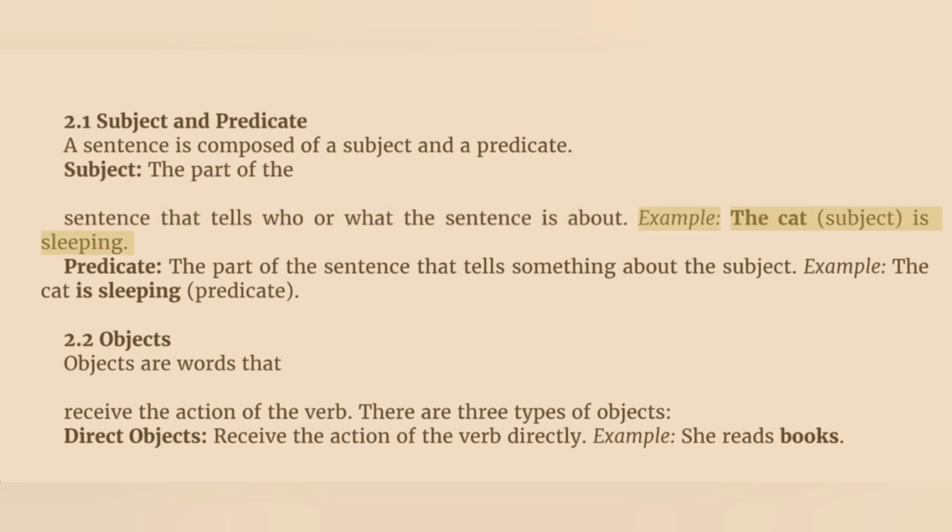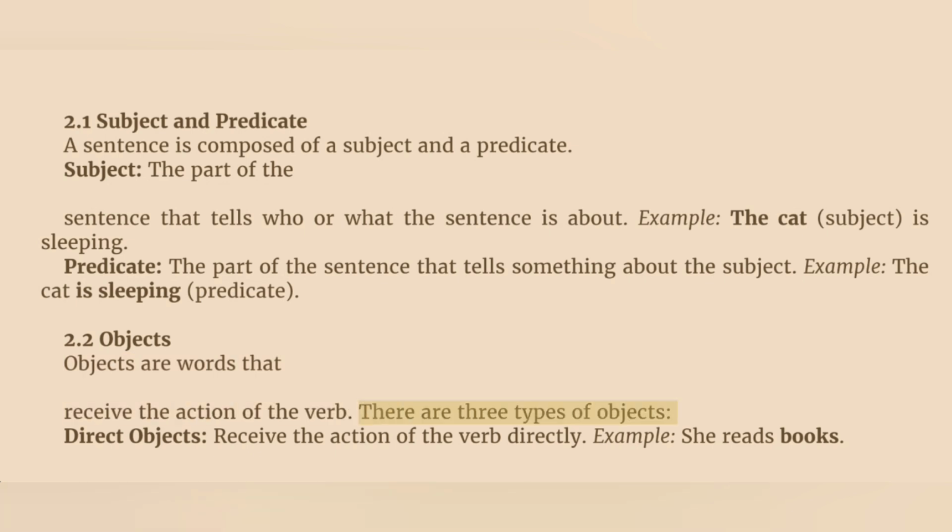Example: the cat is sleeping, where the cat is the subject. Predicate: the part of the sentence that tells something about the subject. Example: the cat is sleeping, where is sleeping is the predicate.